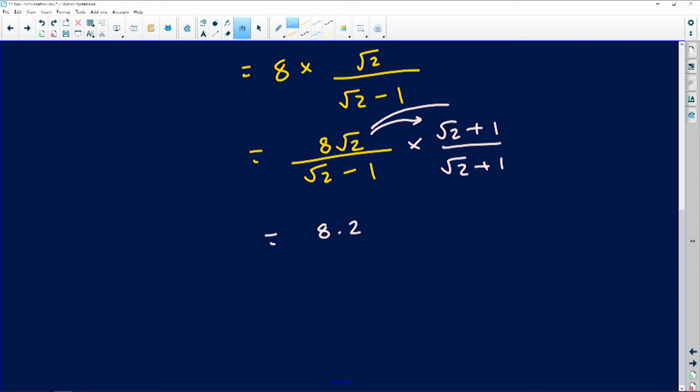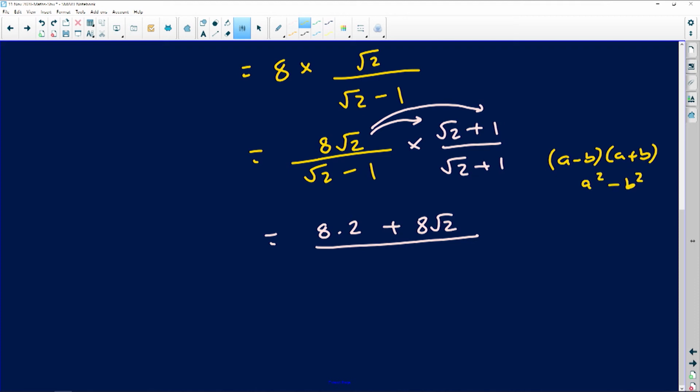Okay, then this guy times that guy over there will just be plus 8 square root of 2 over. Now, root 2 minus 1 and root 2 plus 1 is the difference of two squares. It's like a minus b times a plus b. That simplifies to the first thing squared minus the second thing squared, okay? So the first thing squared is root 2 squared, which gives you 2. The second thing squared is 1 squared, which is 1. 2 minus 1 is 1. On the numerator, the product of 8 and 2 is simply 16, and this leaves us with 8 square root of 2, and this is what the examiner wanted us to prove.